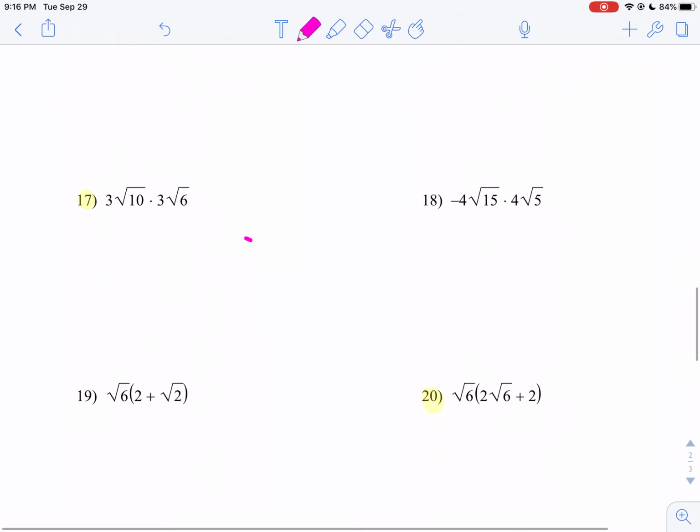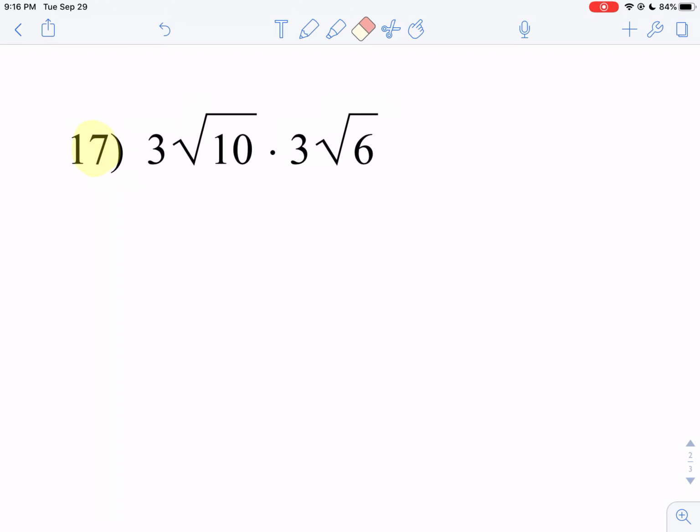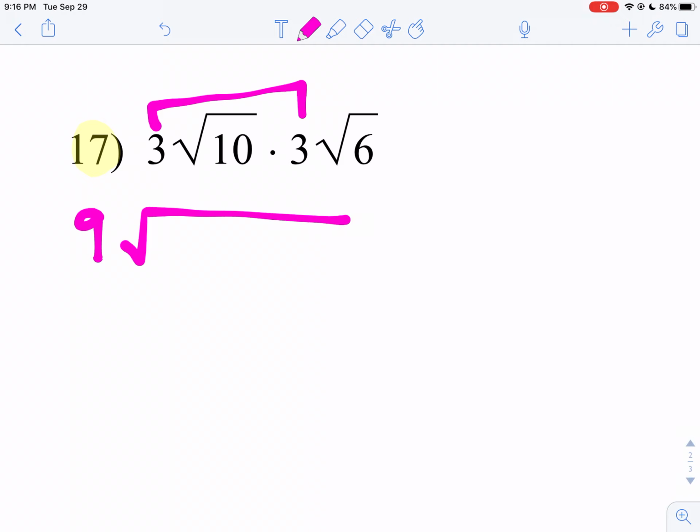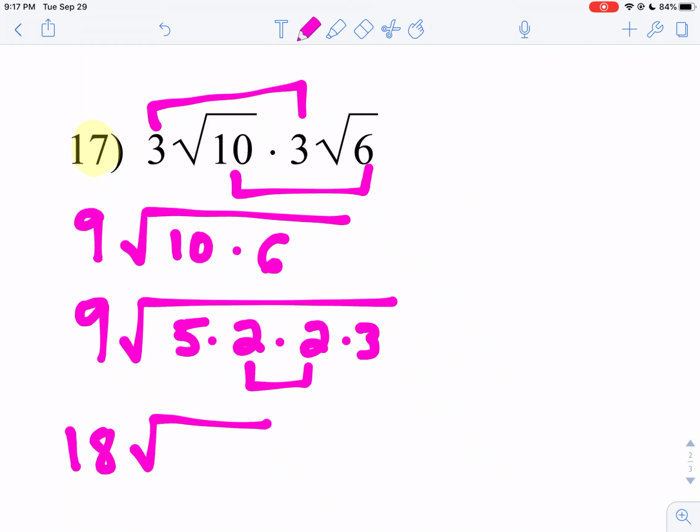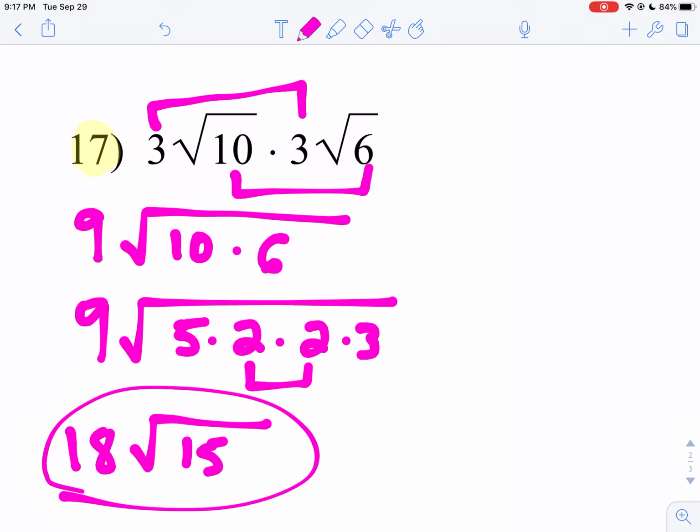All right, let's do a harder problem like number 17. Number 17 has coefficients other than 1, but it's the same concept. Multiply the outside numbers together, that's 9. Multiply the inside numbers together, that's 10 times 6. The next step is to break down the 10 and the 6 and see if you can take any perfect squares out. There's a pair of 2's, so take that 2 out. 2 times 9 is 18, and 5 times 3 is 15. That's your answer to this problem.